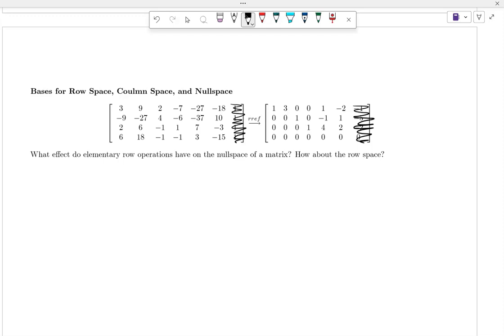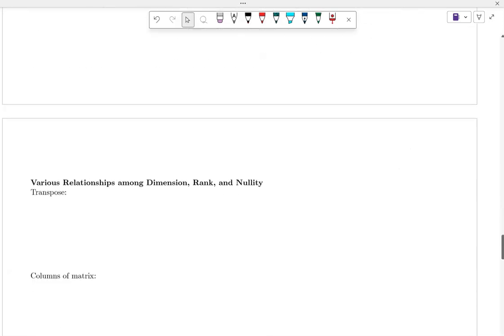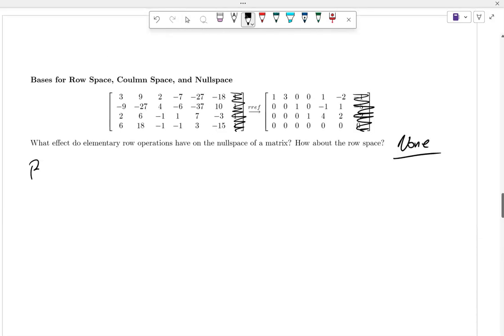What's your row space again? The span of the rows, or the set of linear combinations of the rows. So do elementary row operations affect your row space at all? No. So elementary row operations don't do anything to your row space, okay? So the answer to this is none. Okay? All right. So how would I find a basis for these 2 spaces? A basis for your row space: use the rows in the reduced row echelon form. Okay?